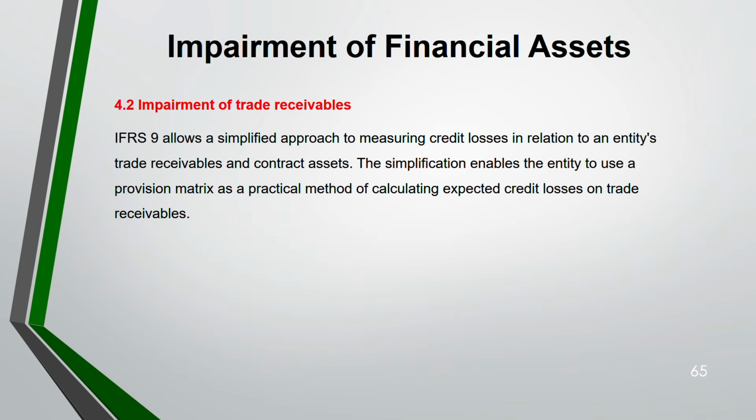Now, impairment of trade receivable. IFRS 9 gives you a more simplified approach when it comes to impairing your trade receivable. Only trade receivable, not any other financial asset, not your derivatives or complex financial asset. And not just trade receivable, but also your contract asset from your IFRS 15. This simplification enables an entity to use a provision matrix.